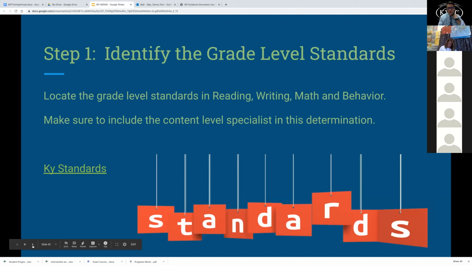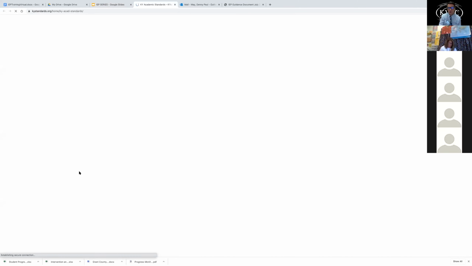So step 1, we identify the grade level standards. We locate the grade level standards in reading, writing, math, and behavior, and make sure to include the content specialist in this determination. Let's see if I can take you to the Kentucky Academic Standards here. It'll pull it up for us.